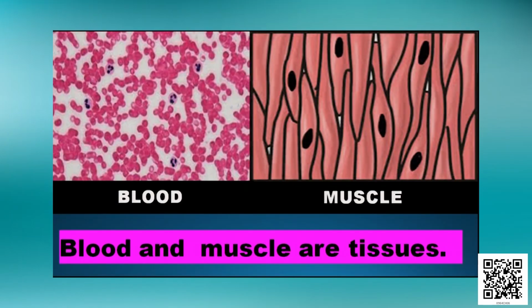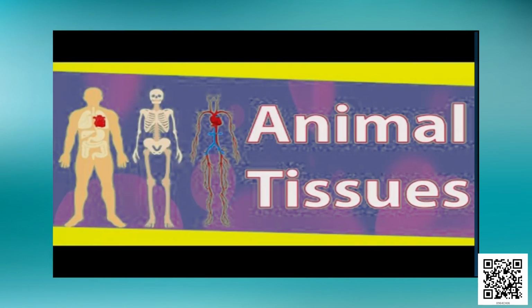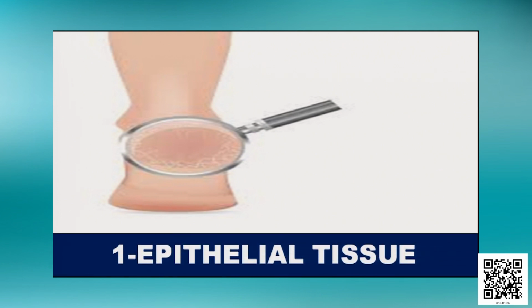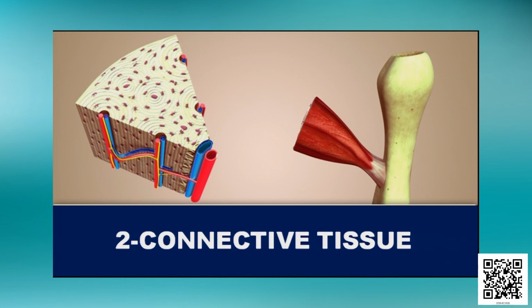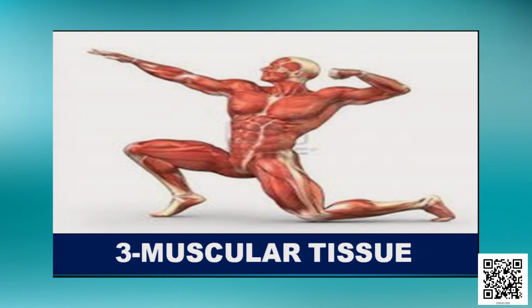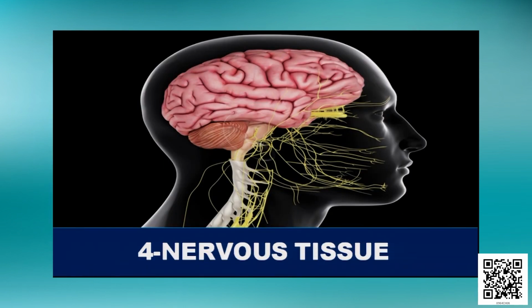So, this blood and the muscle, all those are called tissue. So in this lesson we are going to learn about tissue, called animal tissue. So let us start with animal tissue. Animal tissues are of different types. 1. Epithelial tissue. 2. Connective tissue. 3. Muscular tissue, and the last one, the fourth one, is nervous tissue.